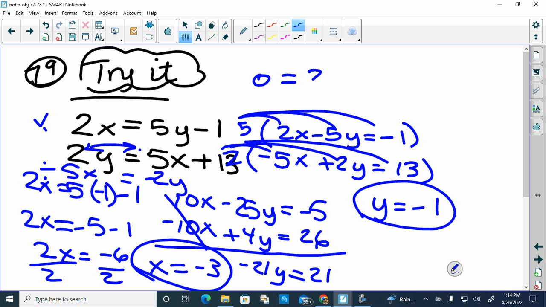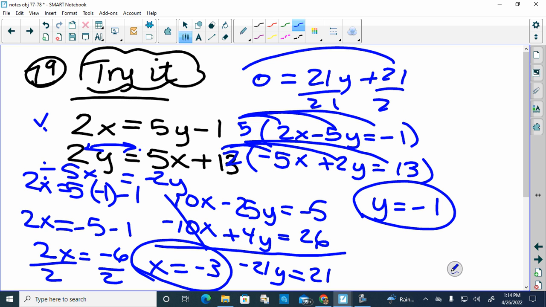I think you found that being like 21y plus 21, I think. Okay, so then you have to move that back over. So don't just go divide by 21, divide by 21, and solve for y. Okay, because that's a common mistake people do. You've got to move things over to isolate it.